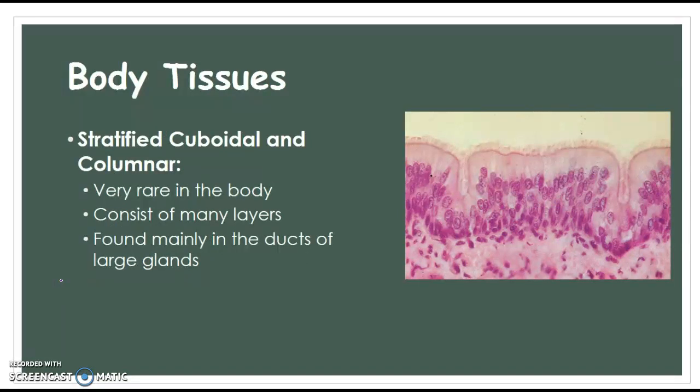All right, stratified cuboidal and columnar, we're literally going to spend about 10 seconds on this. It's really rare in the body. We won't really be talking a lot about it, but just know that it's found mainly in very large ducts and large glands.